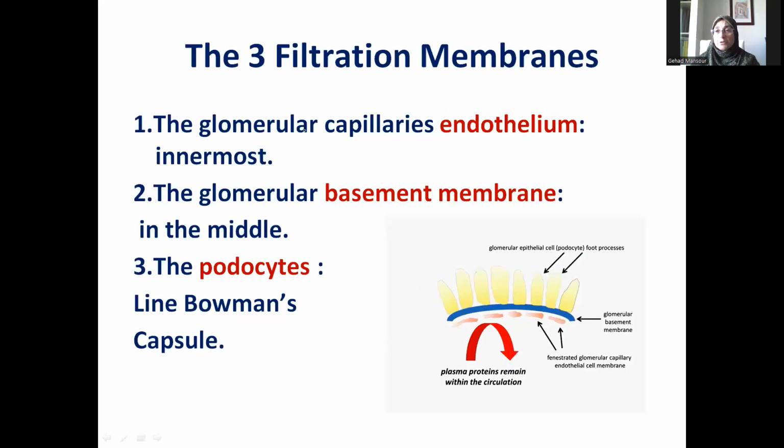The filtration membranes, of course, are important. We have three filtration membranes. We have the podocyte membrane, that belongs to Bowman's capsule. We have the basement membrane in the middle, and we have the endothelium or endothelial membrane of the capillaries. The endothelium is characterized by fenestrations. The podocytes are cells possessing feet-like processes and having slits in between. So the slits are narrower than the fenestrations. These are facts you have to know.